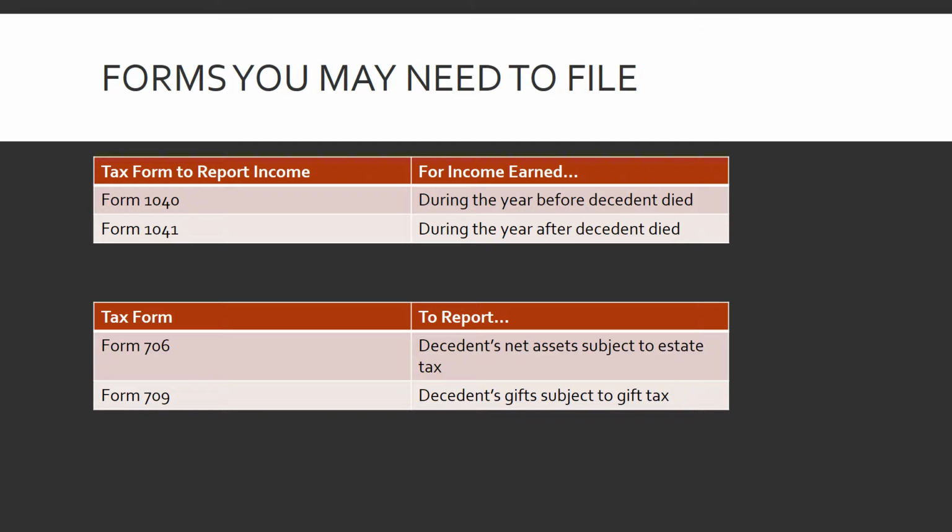The administrator may need to file Form 1040 to report income that was earned during the year prior to the decedent's death, and may need to file Form 1041, a fiduciary return, to report income the decedent earned after his or her death. Larger estates may also trigger the requirement to file Form 706 to pay estate taxes or 709 to pay gift taxes.